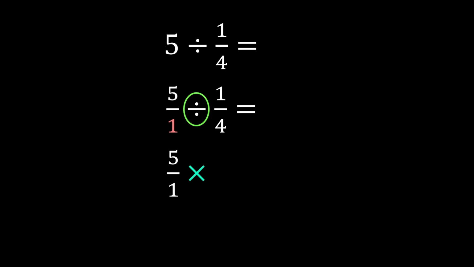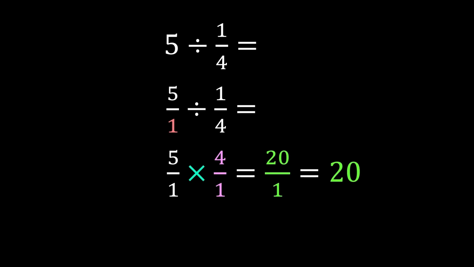Then we change the division sign to multiplication. We'll multiply by the reciprocal of the second fraction. The reciprocal of 1/4 is 4 over 1. Now we're ready to multiply, starting with the numerator times the numerator. 5 times 4 is 20. Then we multiply the denominator times the denominator. 1 times 1 is 1. 20 over 1 equals 20. 5 divided by 1/4 is 20.